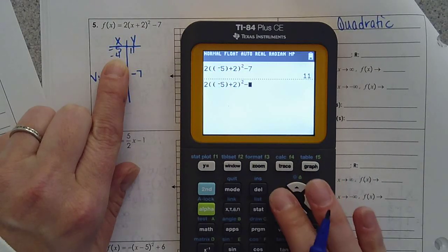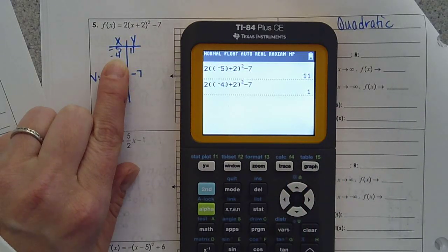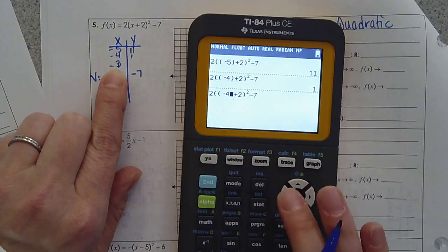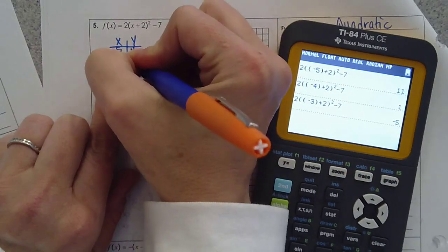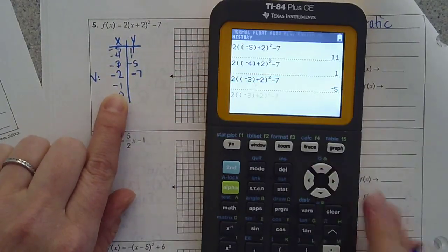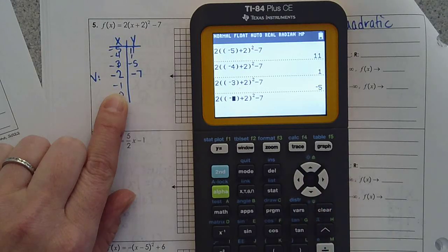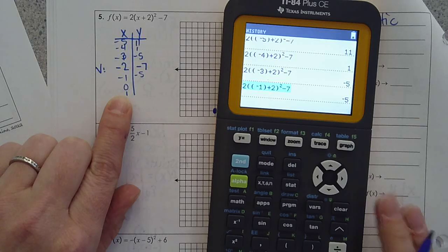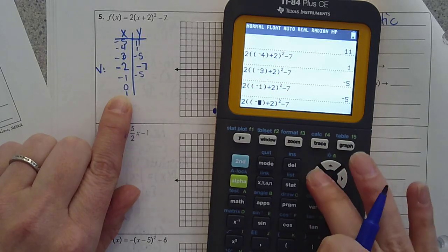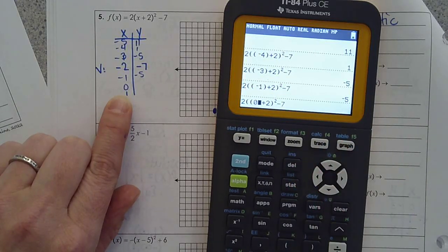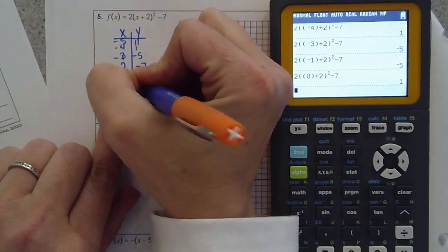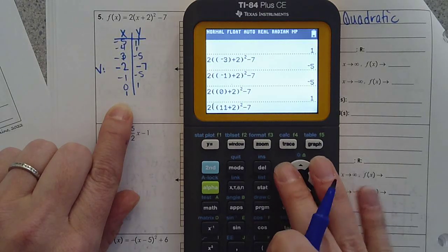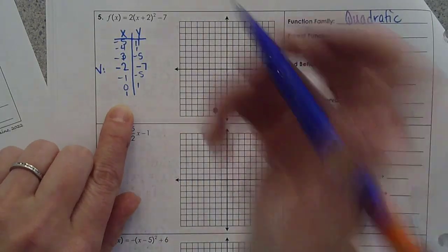I'm going to do it again with negative 4. And again with negative 3. And moving to the other side, we're in negative 1. And good, I'm seeing that reflection happen. Now I'm going to change this one to 0. And I get 1. And when I put 1 in here, I think I'm going to get 11. Whoops. And I do. Okay, so I've got all my points.